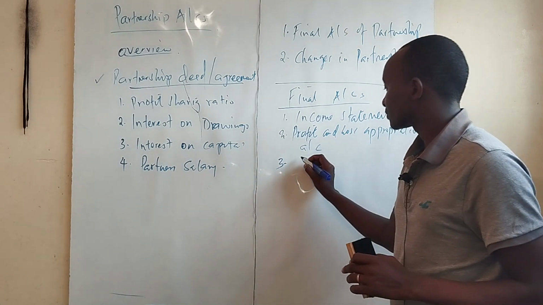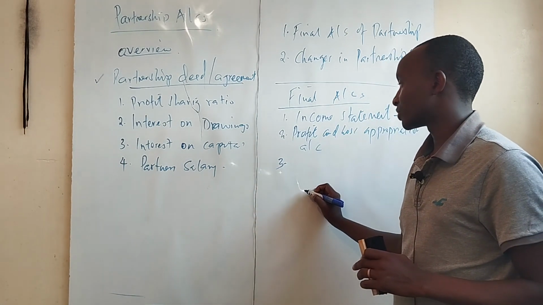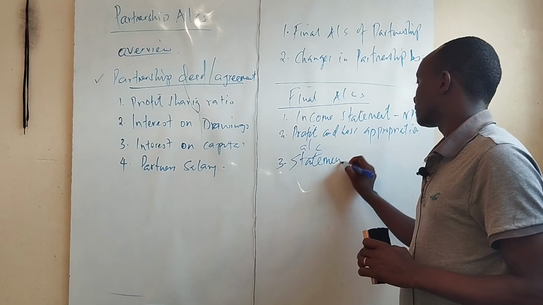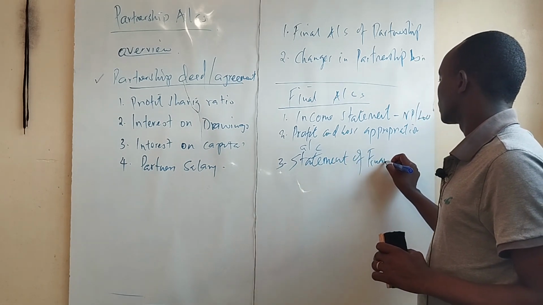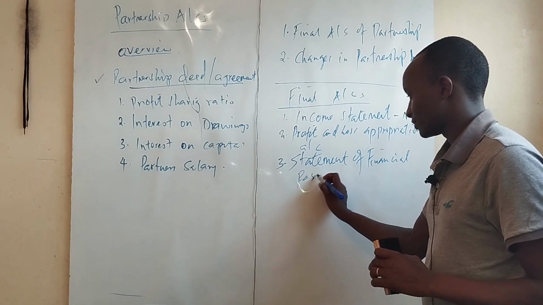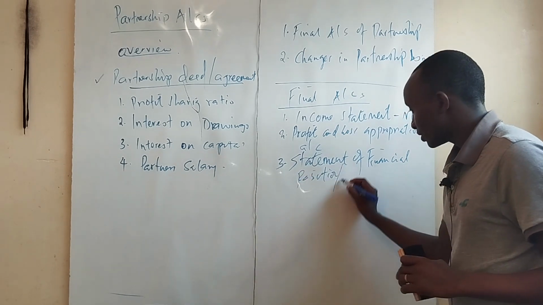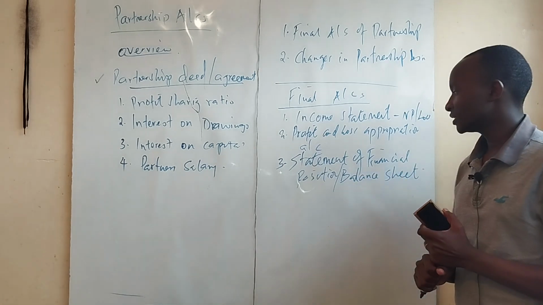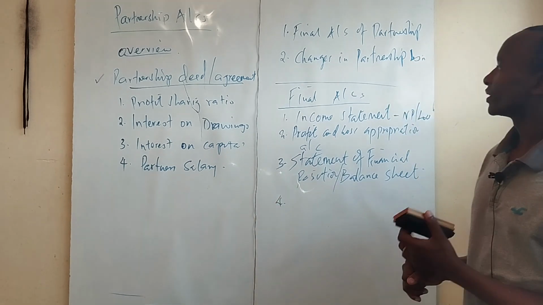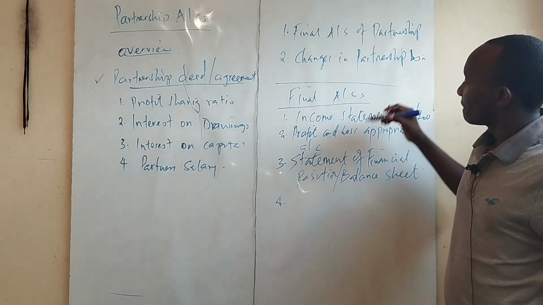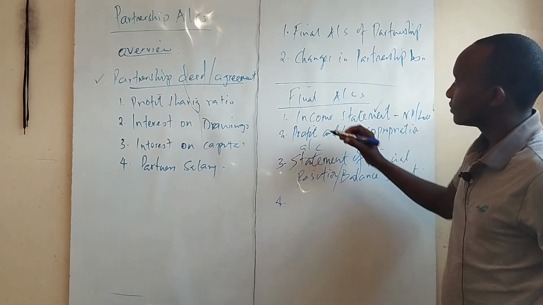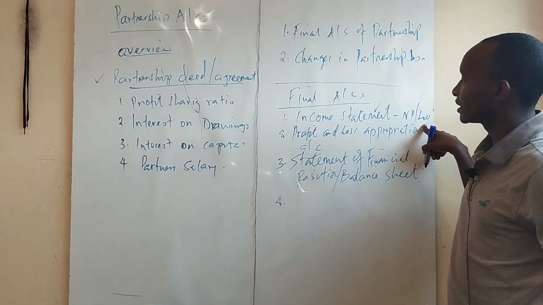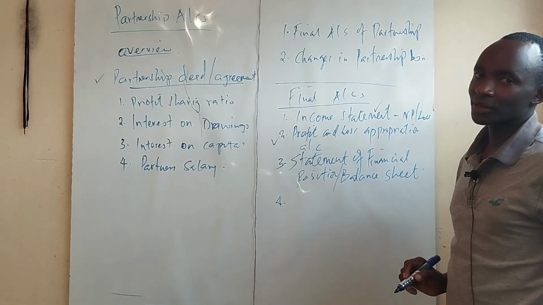Then number three, we have the statement of financial position, or what is commonly referred to as the balance sheet, right? And then finally, I told you we have the income statement here, and we have another new account that's going to take over where the income statement will stop, and that is the profit and loss appropriation account.